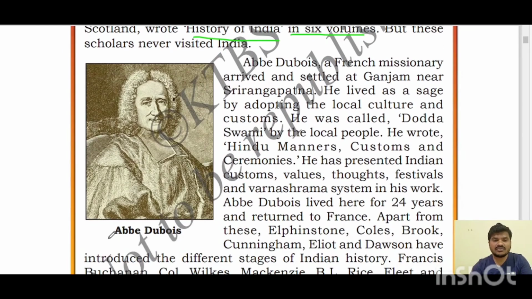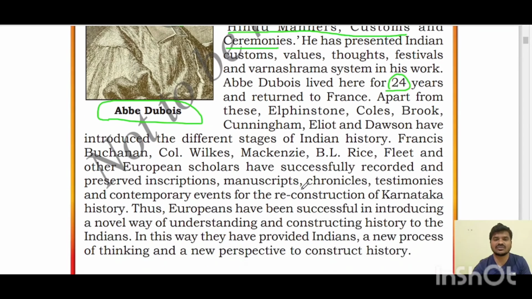Now again, this Abbe Dubois came to India as a missionary, but he settled in Srirangapatna. It is in our Karnataka only. He lived there for many years, more than 20 years. He lived for 24 years here in Karnataka, and he was called Dodda Swami. After knowing all the customs, heritage, manners and ceremonies of Hindus, he wrote a book called Hindu Manners, Customs and Ceremonies. After living here for 24 years, he returned to his country, France.